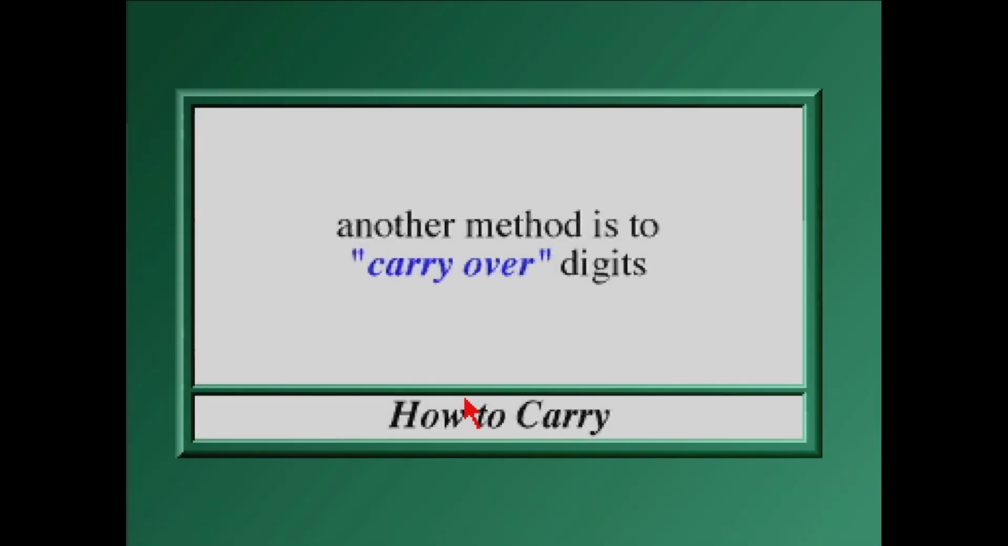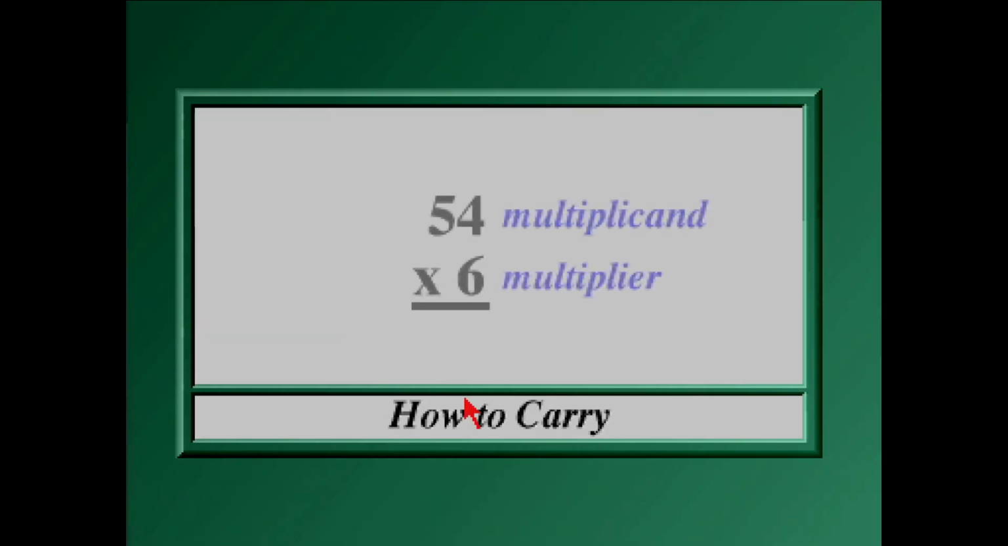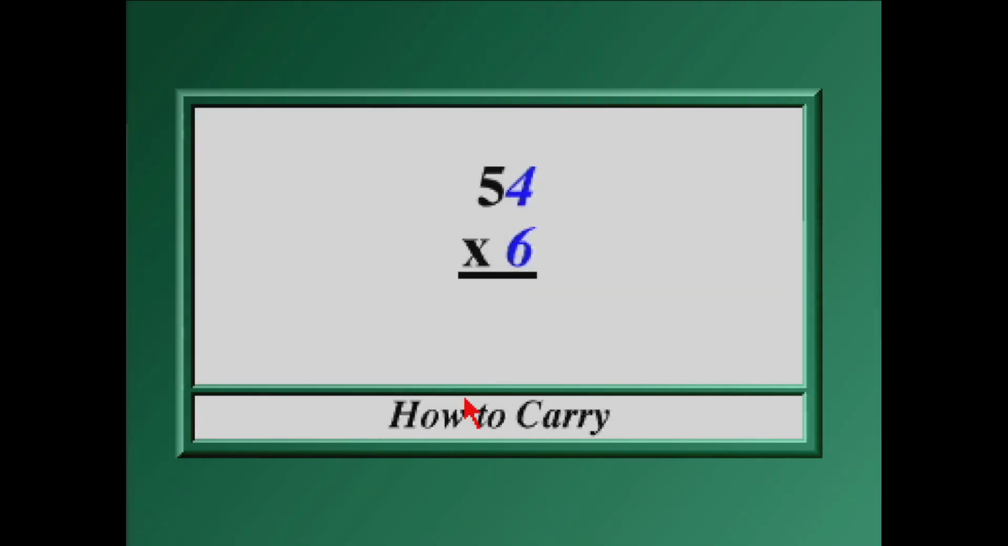Another method of multiplication is to carry over digits. For example, 54 times 6 is set up in the usual way with the multiplicand 54 written over the multiplier 6 and the place values aligned. Multiply 6 times 4 ones, which equals 24. Place the 4 under the multiplier 6 and write the 2 over the 5 in the multiplicand.